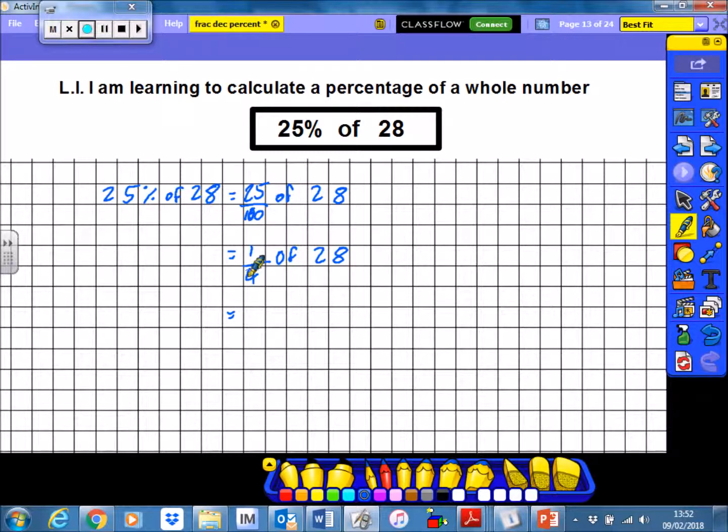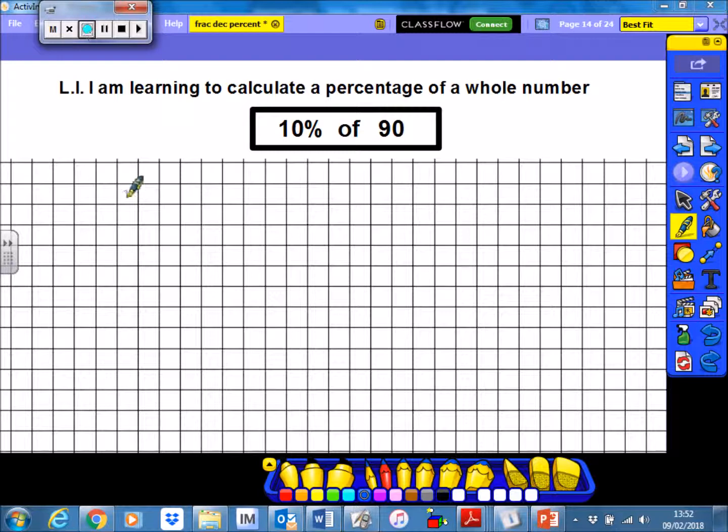We have 7. Again, knowledge of division is really, really important for this. If we have a good knowledge of our times tables, a good knowledge of division, this is a piece of cake. So again, following the steps, write it as a fraction, simplify it if we can, and then work out what that fraction of the whole number is. So 25% of 28 is 7.